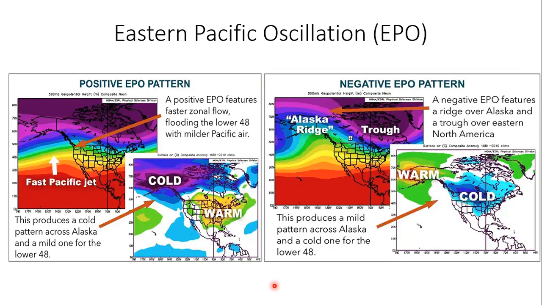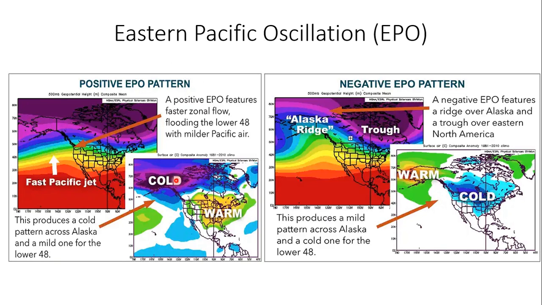Now let's move on to the Eastern Pacific Oscillation, the EPO. Now, the EPO overall, the big differences here is positive graphics here on the left and negative EPO pattern graphics on the right. And so with a positive EPO pattern, what you get is a faster west to east zonal oriented jet stream that tends to flood the whole U.S., the lower 48, with milder Pacific air from coast to coast when the EPO is positive.